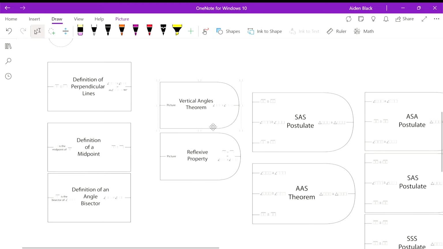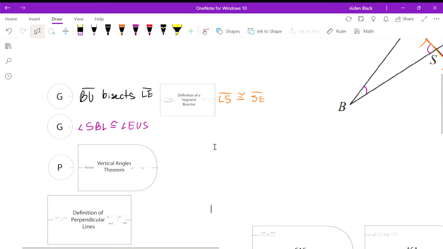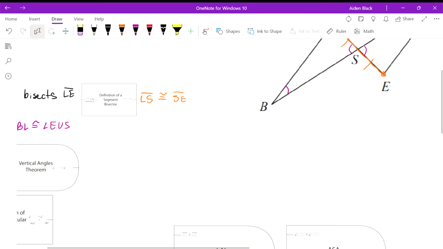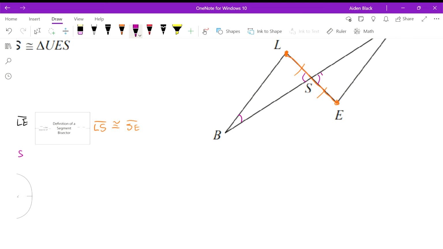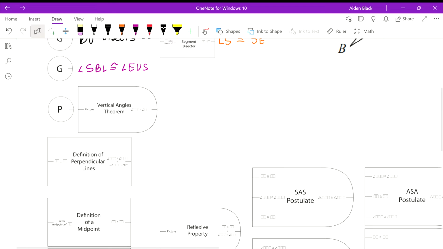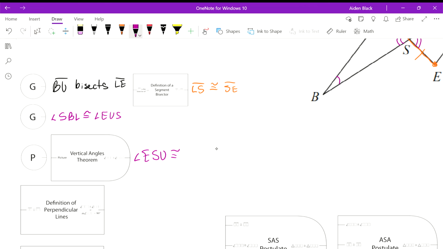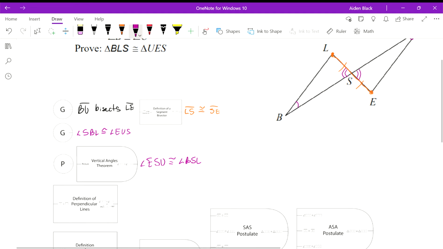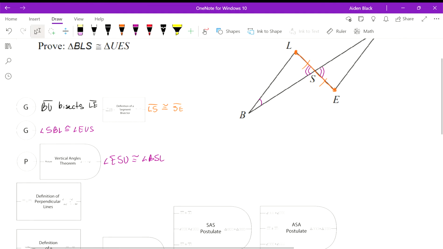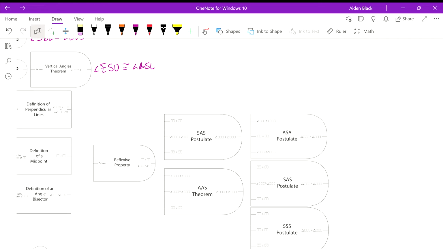Vertical angle theorem we'll pull up here and say, well, let's make sure we double arc this so we know they're not all congruent. We know that angle ESU is congruent to angle BSL. Cool. So we have those 3 pieces of information. So we have 2 angles and a side. Well, what are we going to pick?